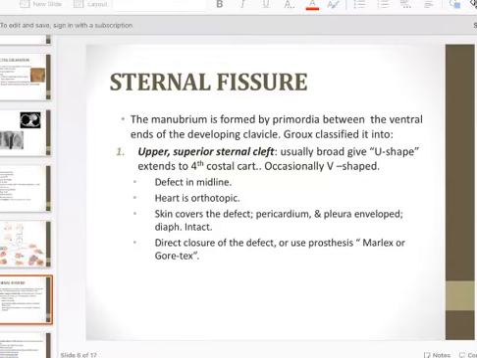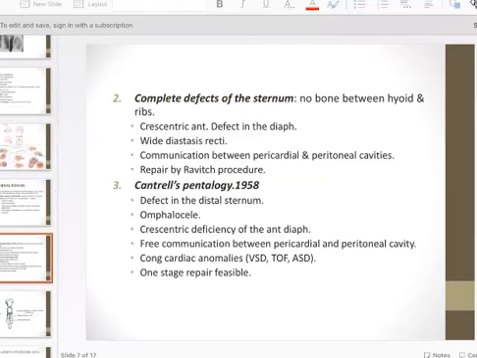Groch's also has, he said, the complete defect of the sternum. There is no bone between the hyoid and the ribs. Here we have a crescentic anterior defect in the diaphragm, and we have a wide diastasis of the abdominal recti muscles, and there is a communication between the pericardium and the peritoneal cavity, because of this defect in the diaphragm anteriorly.